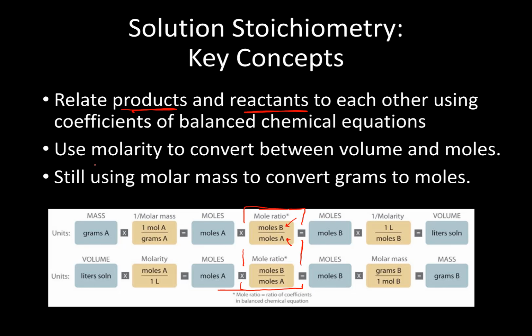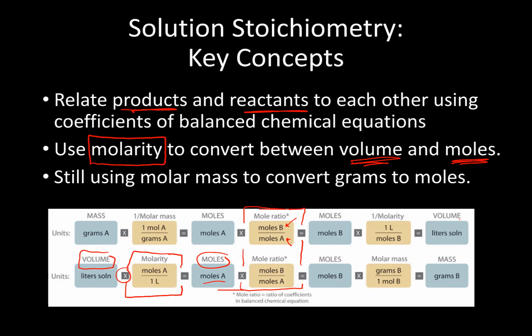The thing we're doing differently is we're using molarity as a conversion factor to convert between volume and moles. And I went over this in the video that came before this section. So here's our use of molarity as a conversion factor. So moles of some chemical A per liter to go from volume to moles. So when you do that, you multiply volume by molarity to get moles.